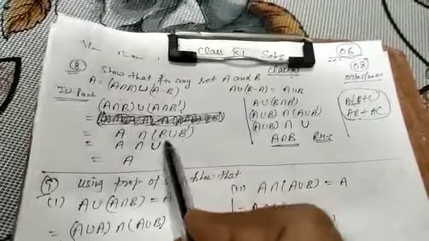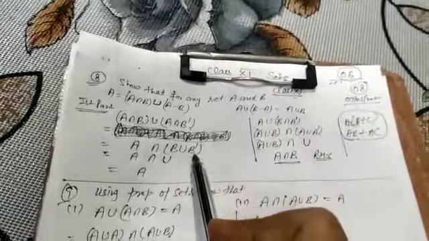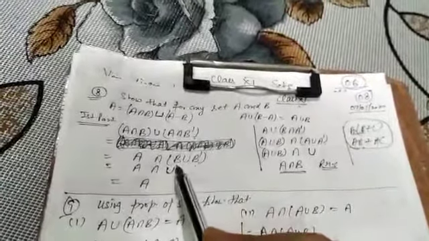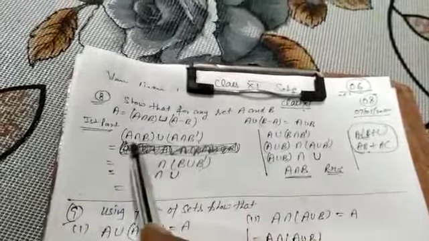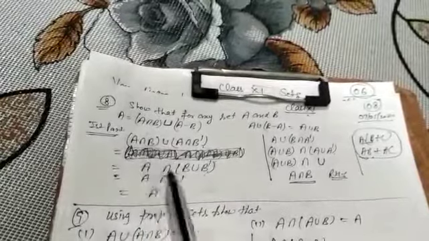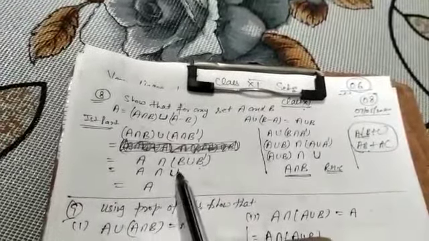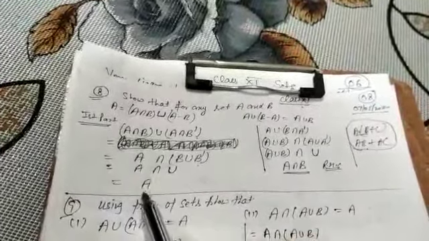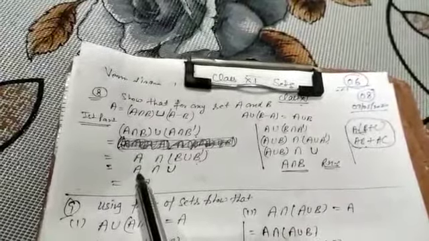So A intersection (B union B complement). B union B complement, it is again the property, it is the universal set U. A intersection U is equal to A, because A is always a subset of U.